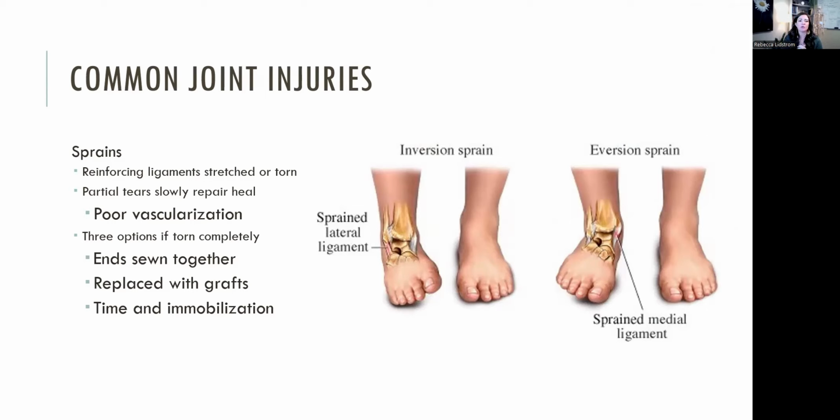Partial tears are going to slowly repair, and that's typically because in places like our ankle, we don't have as much blood supply. So there's what we call poor vascularization. So ankle sprains can take a long time to heal. Also, not only the lack of blood supply, but when we look at ligaments themselves, within those ligaments, there's not a lot of blood supply to the ligaments. Now we see more inside the tendon because of the muscle attachment, but not so much inside of the ligaments. So they do take a long time to heal.